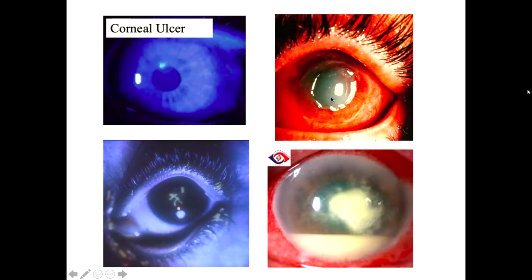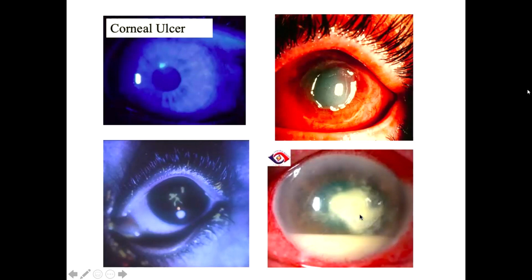So this is the cornea being opacified due to the corneal ulcer. What is this typical branching ulcer? What is it called? Dendritic ulcer due to herpes infection. Okay, and what is this? This is pus cells.